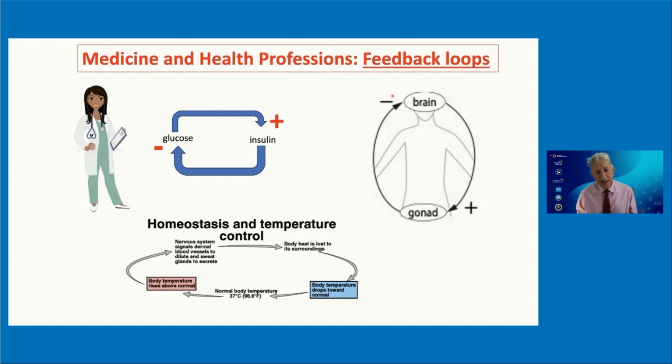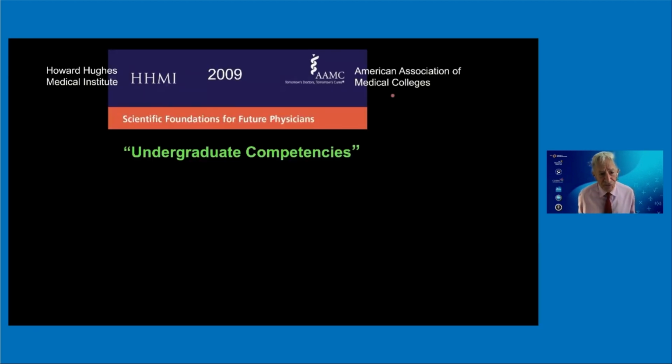So what do we need in the health professions? Well, we don't have to guess. The health professions have told us what they want and what they need. Here's a 2009 call from the Howard Hughes Medical Institute and the American Association of Medical Colleges, that is, the US medical schools. They put out a brochure in 2009 called Scientific Foundations for Future Physicians. So this is what the medical schools want.